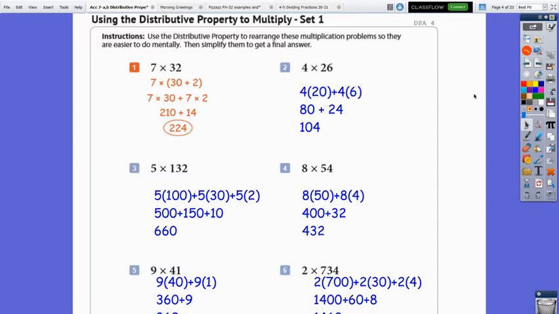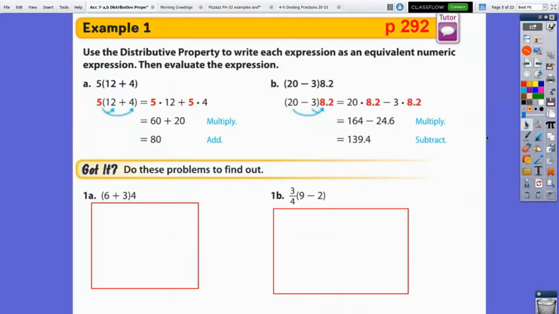Now, that is not what we're going to look at mostly here in this class. We are going to look at algebraic expressions, but let me go back to the book here, to page 292, and just look at the examples that they do, like the ones that we just did. 5 times 12 plus 4. 5 times 12 plus 5 times 4, 60 plus 20 is 80. If the number is directly next to the parentheses, or after the parentheses, that's okay. It's the same exact thing. You still can distribute, okay?